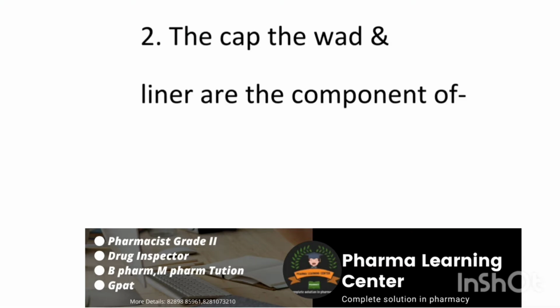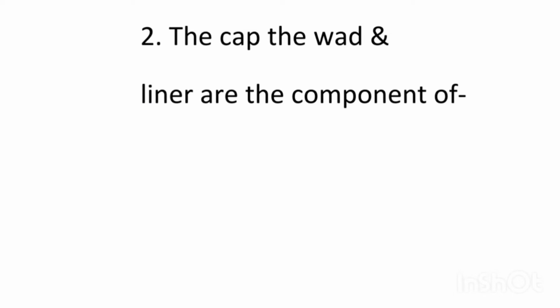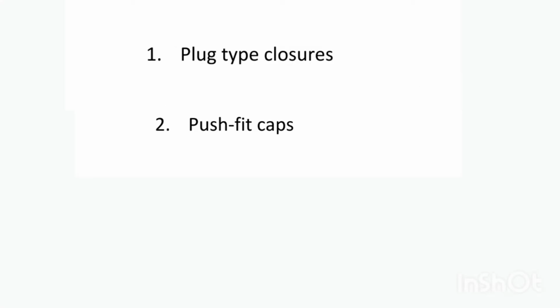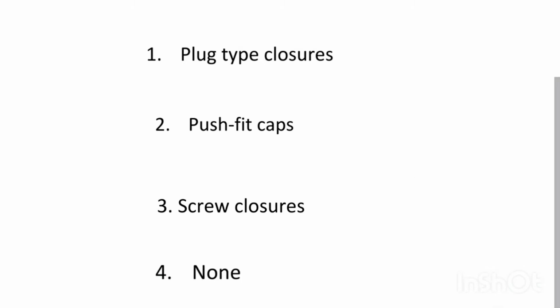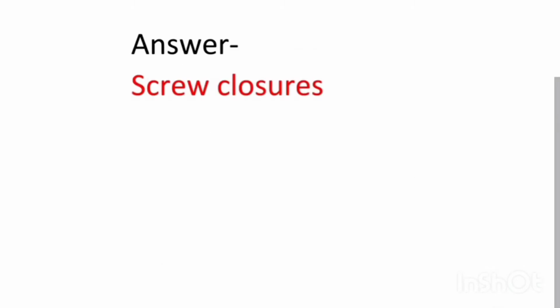The second question is: the cap, the wad and a liner are the components of option A, plug type closure, option B, push fit caps, option C, screw closure, and option D, none. The answer is screw closures.